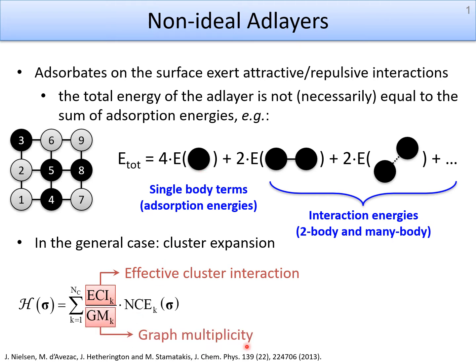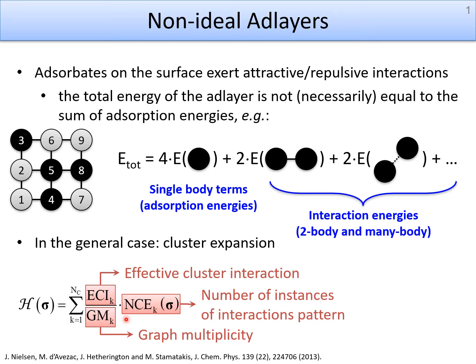GM is the graph multiplicity. So this is really an algorithmic kind of parameter. So in some cases, when graphs like this are symmetric, they are detected twice. So then I would have to correct for the double counting, and this is what the graph multiplicity takes care of. And this NCE is the number of instances of interactions pattern K.